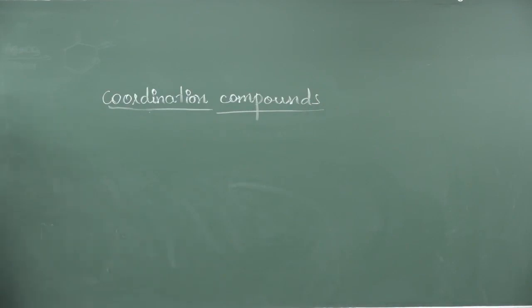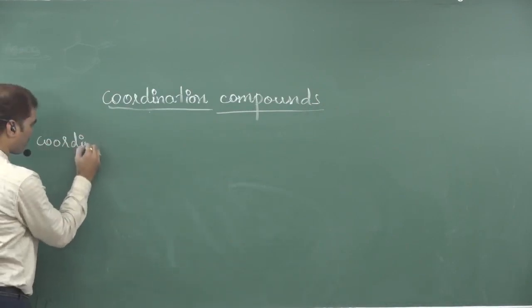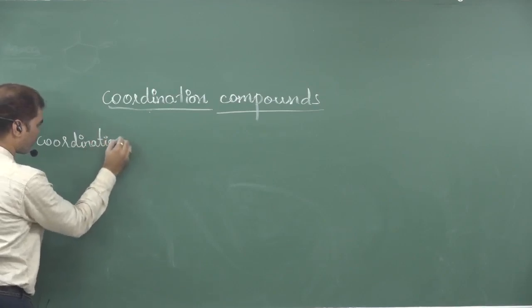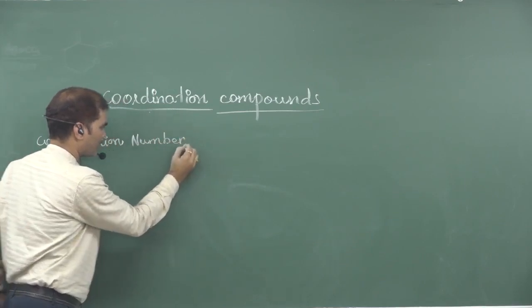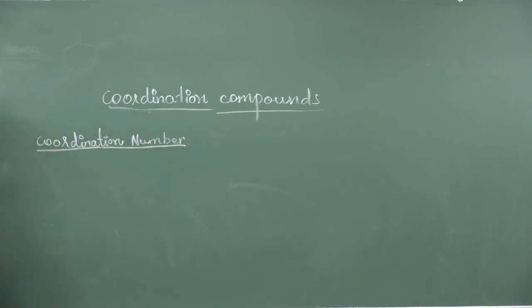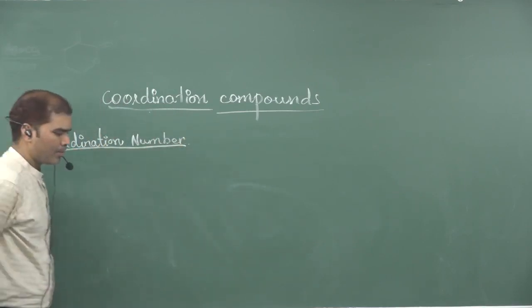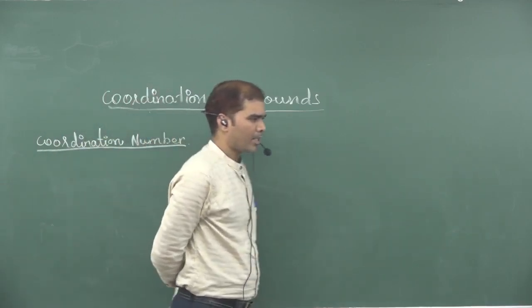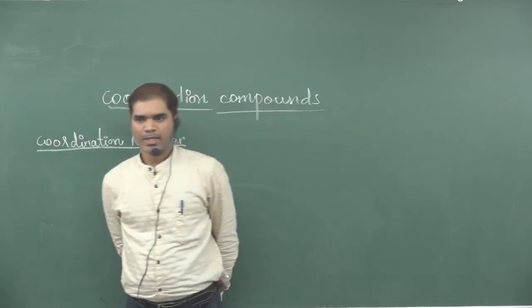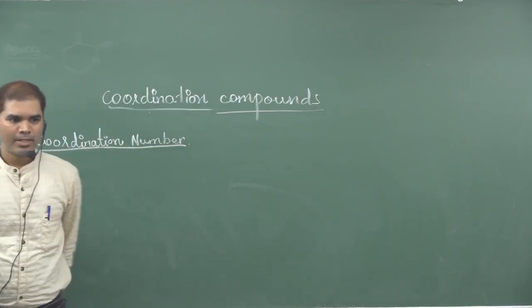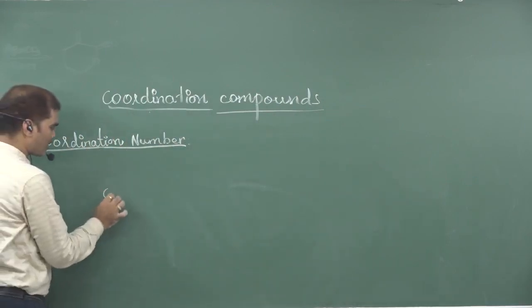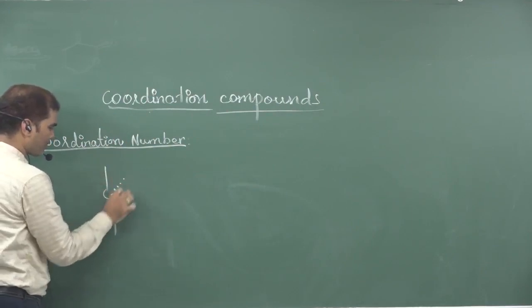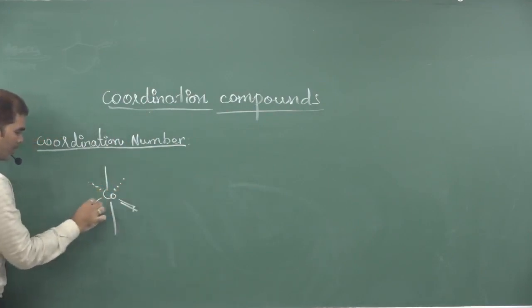Coordination number. Because in some questions they will give you a complex and they may ask you what is the coordination number and oxidation state of the central metal atom or the central metal ion. So how do you define a coordination number? Suppose I am taking any complex.